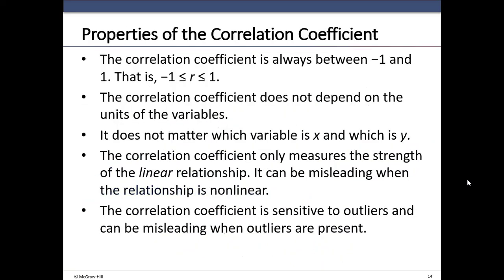The correlation coefficient is always between minus 1 and 1. The lowest value of R is minus 1, the highest value is positive 1. The correlation coefficient does not depend on the unit of the variables. It does not matter which variable is X and which is Y. The correlation coefficient only measures the strength of the linear relationship. It can be misleading when the relationship is nonlinear. The correlation coefficient is sensitive to outliers and can be misleading when outliers are present. Remember, outliers are numbers which are far away from the rest. What they're saying in the last bullet is that if there are too many outliers, the correlation coefficient is misleading and will not give us the correct picture.